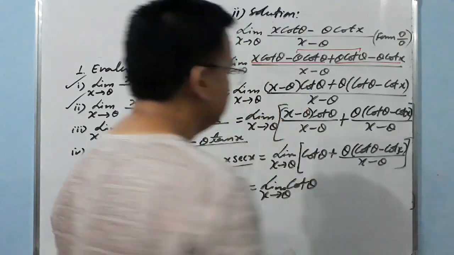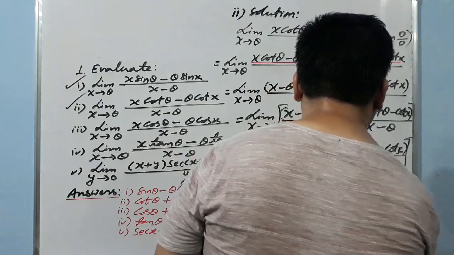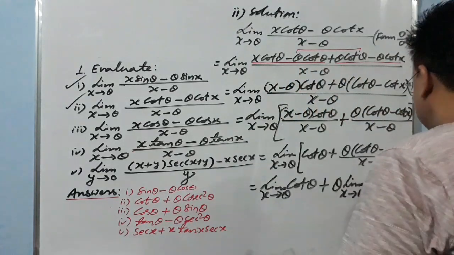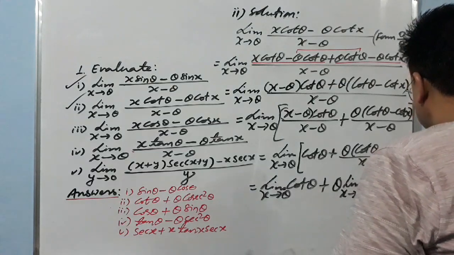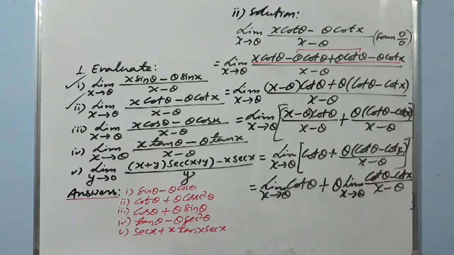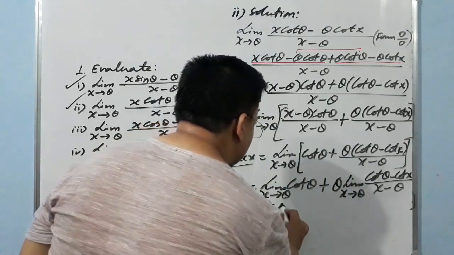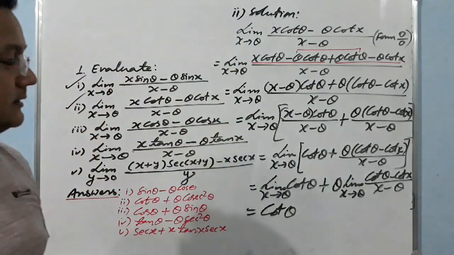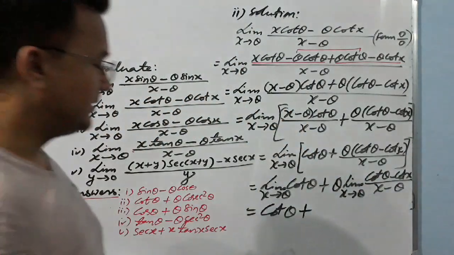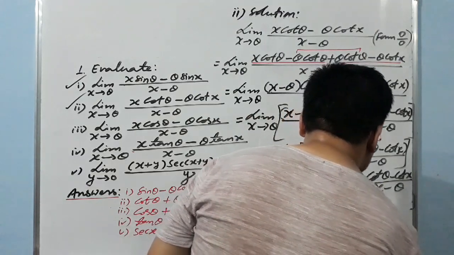Cot theta plus theta is your constant, so we can write it outside: limit as x tends to theta of (cot theta minus cot x) over (x minus theta). Is equal to limit of cot theta as x tends to theta, cot theta, because cot theta is a constant, theta is constant, plus theta times limit x tends to theta.